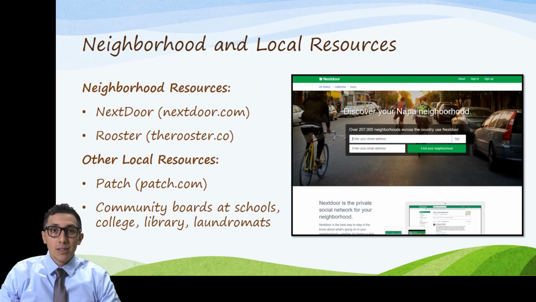Here are some neighborhood and local resources you can use to see what is going on in your neighborhood. Advertisements and alerts can sometimes be found on these sites for housing opportunities in nearby neighborhoods. Not everyone will post their units online, especially if the vacancy rate is low. Sometimes owners only put up for rent signs or post their housing opportunities on community boards at schools, libraries, laundromats, or even on community Facebook pages.